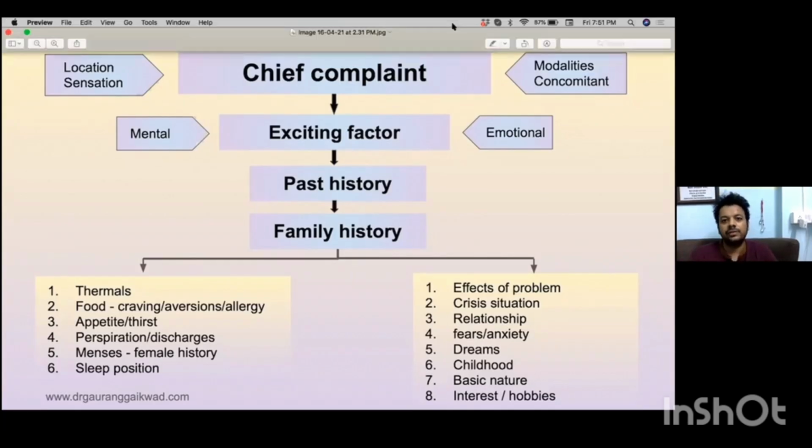Crisis situation. This is a very important question. In your life, what has been the most difficult and biggest crisis situation? How did you react and what did you feel? This can often open up the case for you.